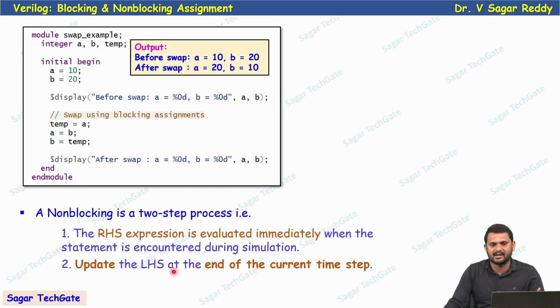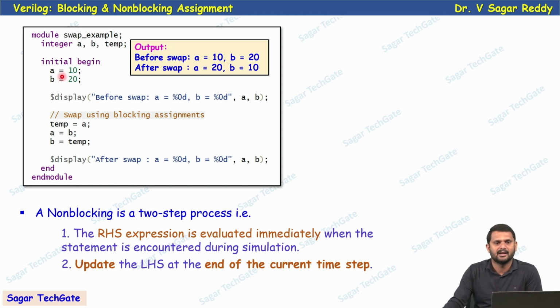And the next updated the LHS at the end of the current time step. Clear? Now see, this is a simple example. Module, some module name, swap example. So now if you want to swap two numbers in C programming or anyway, just use another intermediate variable, right? So now I declare integer a, b, and one temp variable we want.